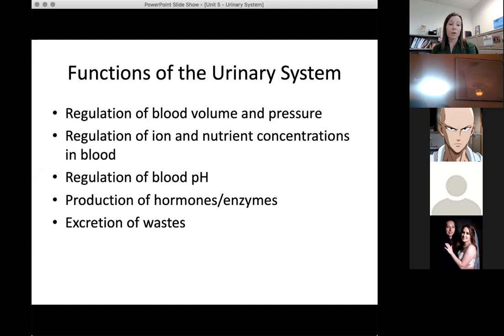Also, you may not have known this function, but the kidneys do produce hormones and enzymes. So that's another function. And then just a byproduct from the first three functions is the excretion of wastes. So in doing those first three functions, regulating blood volume, regulating various substances in the blood, regulating blood's pH, it's going to then remove anything that was in excess. And it's going to excrete it from the body as urine.